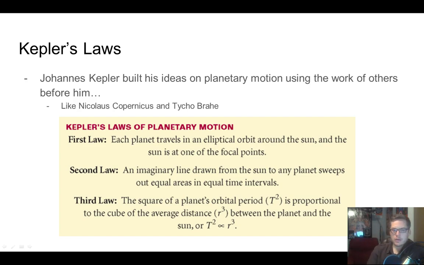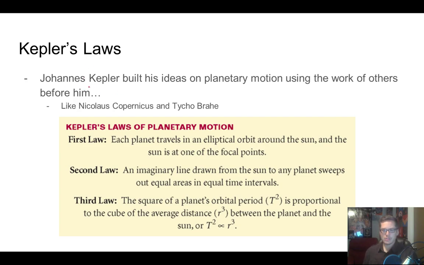So this is Physics, Unit 4, Part 3. We're talking about Kepler's laws. This will be a pretty short and simple unit or part here. Just a couple of things you need to know about Kepler's laws.